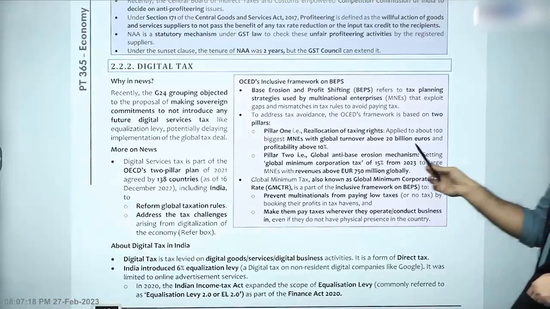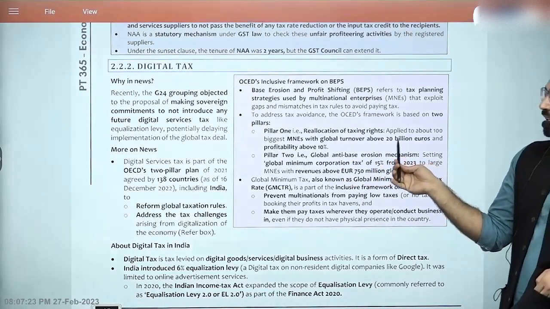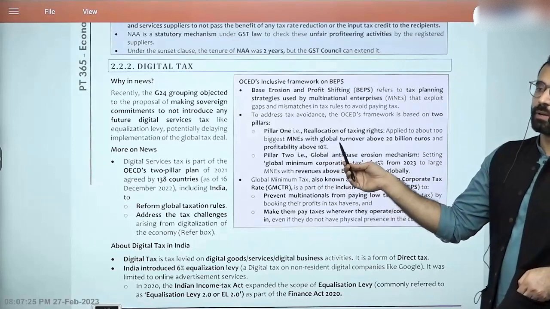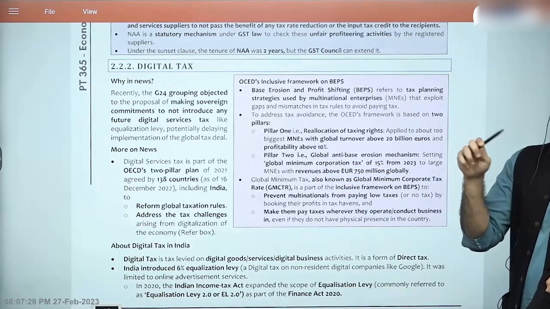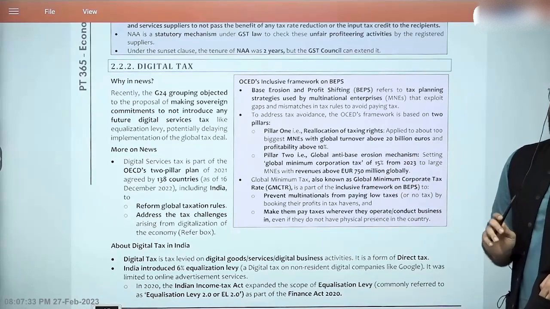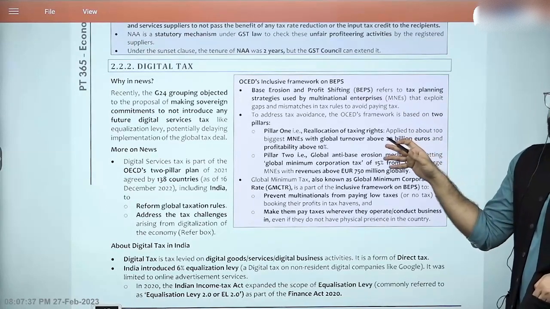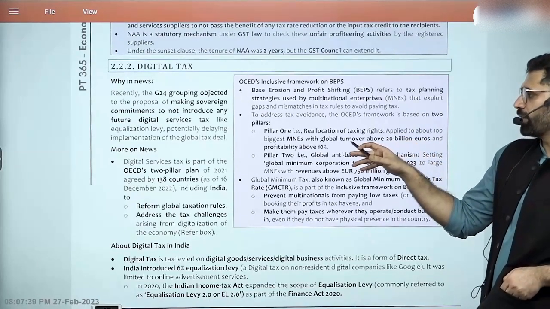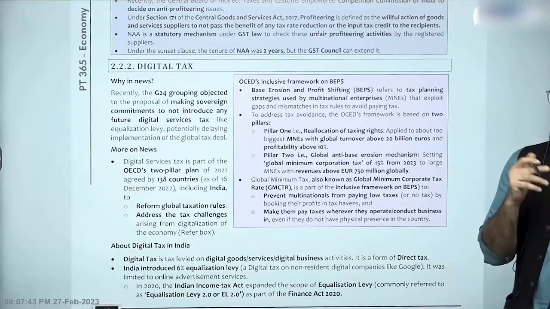They have given conditions. It will only apply to companies with a turnover above 20 billion euros and profitability above 10%. Excess profit should be more than 10%. On the profit above 10% of their revenue, they are going to place a digital service tax. So this reduces the tax base a lot. Only on a country's global turnover more than 20 billion euros and profitability above 10%.